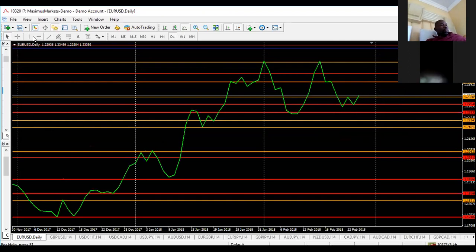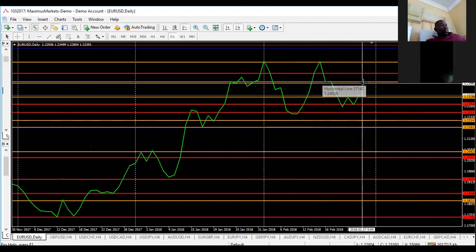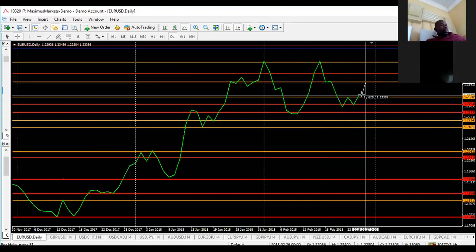So if you are looking at the daily time frame, daily chart, you see that Euro USD might likely come to 1.2401. It might likely come to this point. That is about 62 pips from where we are now. So that is how to draw support and resistance.